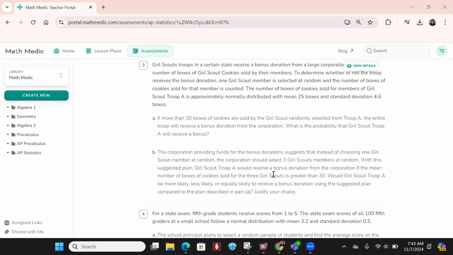with a mean of 25 boxes and a standard deviation of 4.6. If more than 30 boxes of cookies are sold by the Girl Scout randomly selected from Troop A, the entire troop will receive a bonus donation from the corporation. What is the probability that Girl Scout Troop A will receive a bonus? How do we do this? Z-score. All right, what is that going to look like then? 30 minus 25 over 4.6. What does that give me? That's a great question.